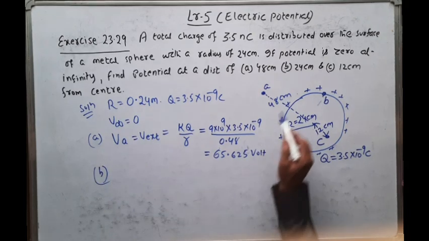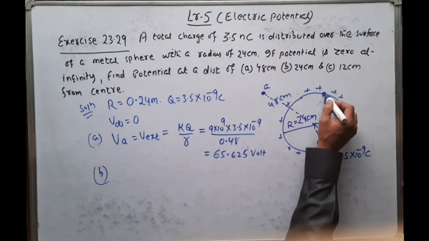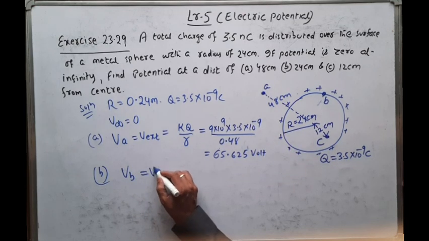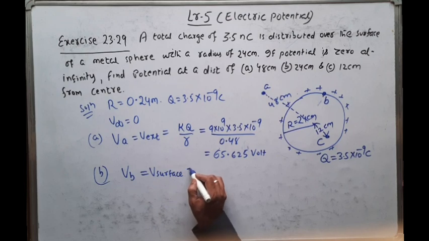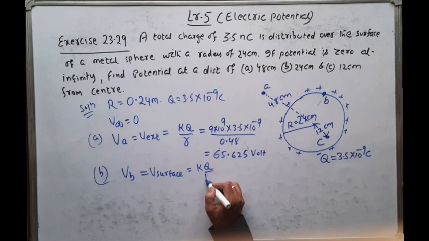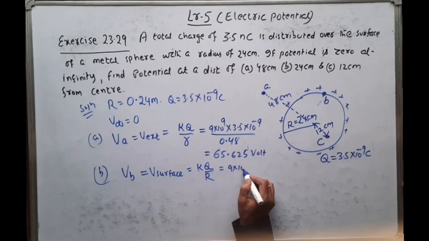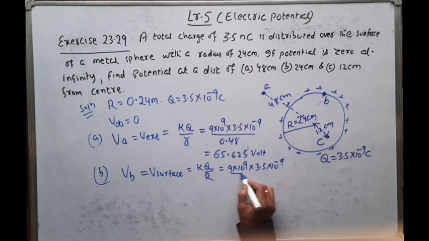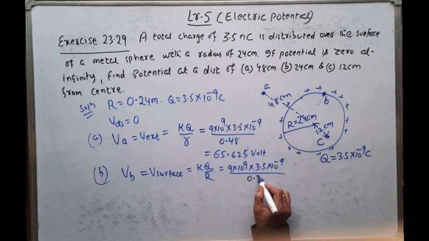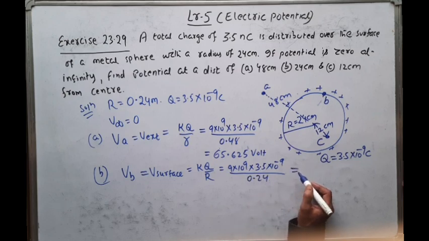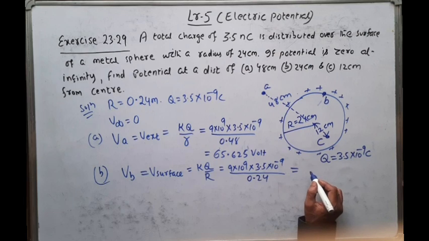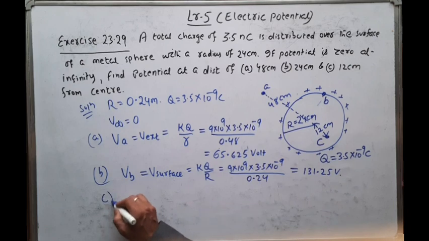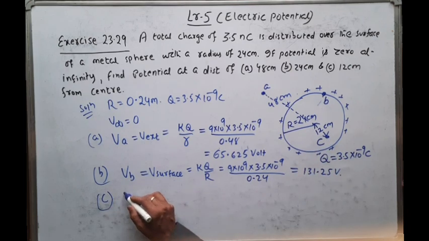Come to second point, that is potential at 24 centimeter. 24 centimeter is nothing but the point on the surface. And what is the formula of potential at the surface? It is KQ by radius of the sphere. So K is 9 into 10 to the power 9. Charge is 3.5 into 10 to the power minus 9 divided by radius. Radius of the sphere is 0.24 meter. So if we will calculate, I think it will come 131.25 volt.